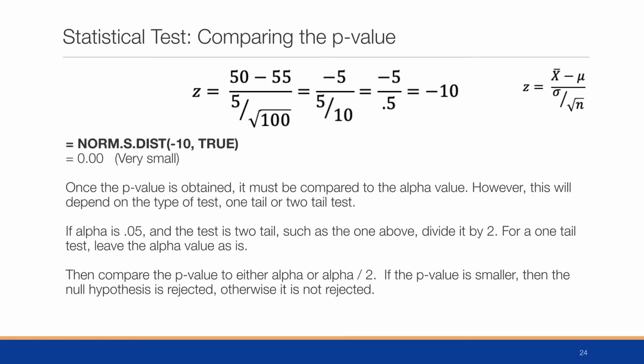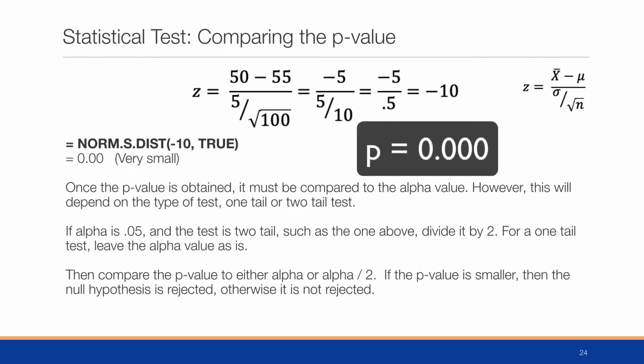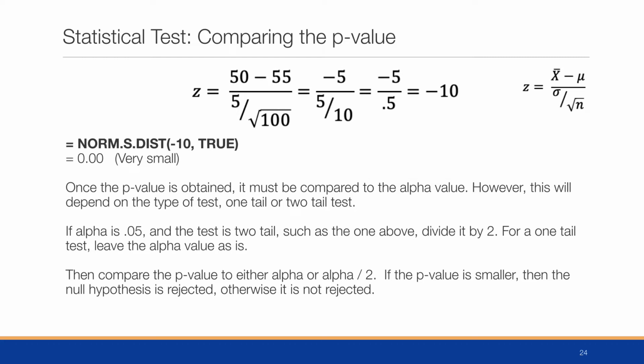And so this means that the probability of this z-score is very close to 0. So now we can compare that statistic to the p-value. Once the p-value is obtained, which was 0, we compare it to the alpha value. This will depend on the type of test, whether it's one tail or two tail. If alpha is 0.05 and the test is two tails, such as the one above, we will divide the value by 2 because you're only looking at what's in the tails. If it's a one-tail test, you leave the alpha value as is.